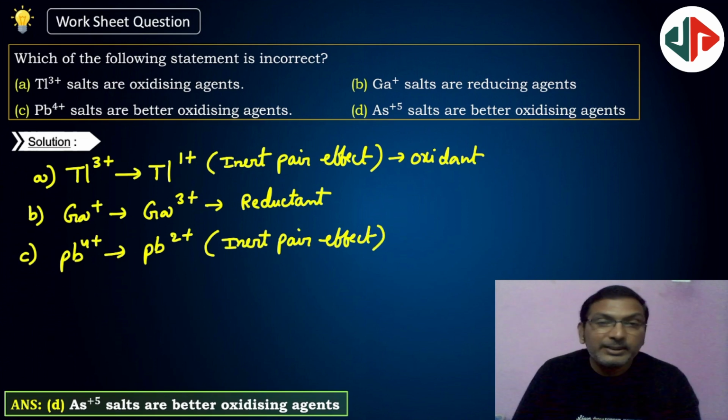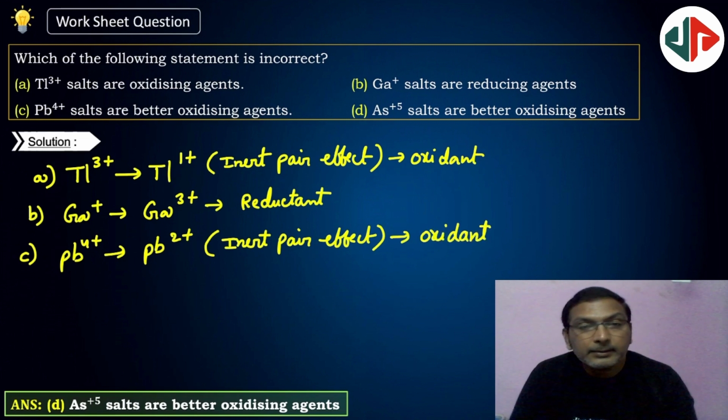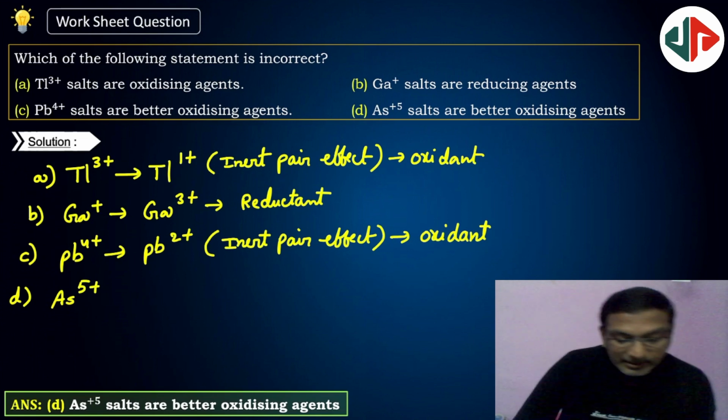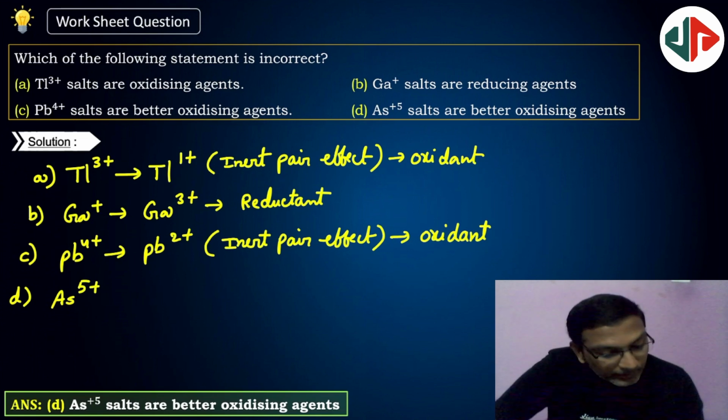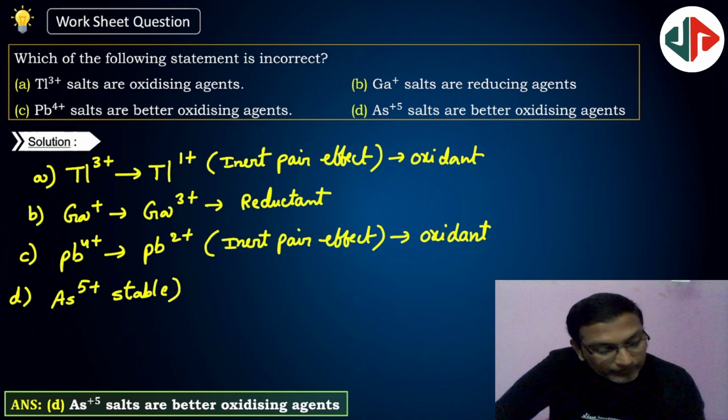So +4 is reduced to +2. Therefore, oxidant. Next, D. As +5, that is stable. There is no change from +5 to +3. +5 is stable. No reduction.